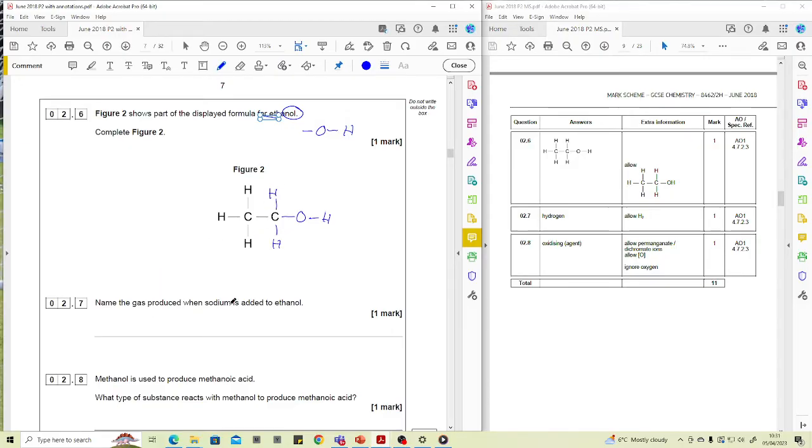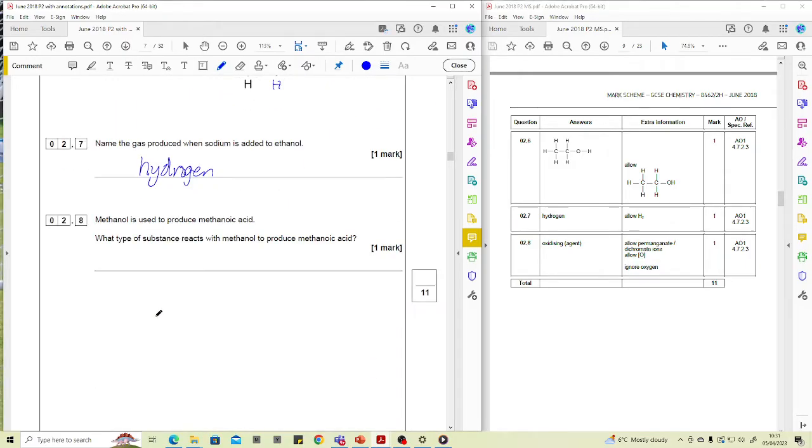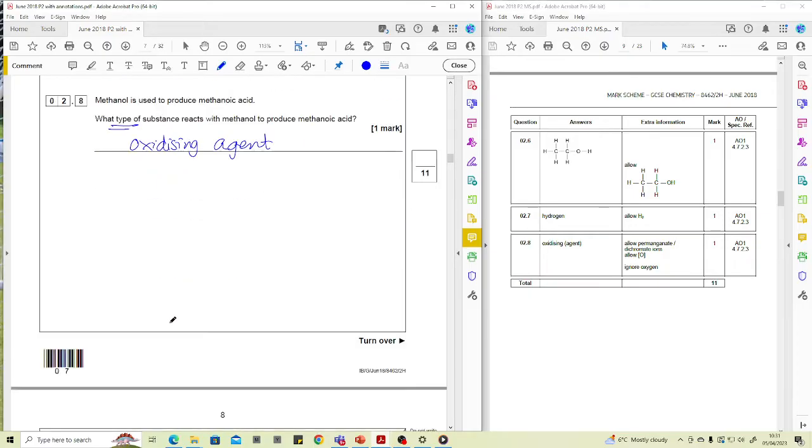The gas produced when sodium is added to ethanol, so you can remember that it's a little bit like the reaction with water, so hydrogen is produced, and it's a redox reaction as well. And then what type of substance reacts with methanol to produce methanoic acid? It's an oxidizing agent, so it says in the mark scheme that you're allowed to write specific oxidizing agents, but just is the type of substance.